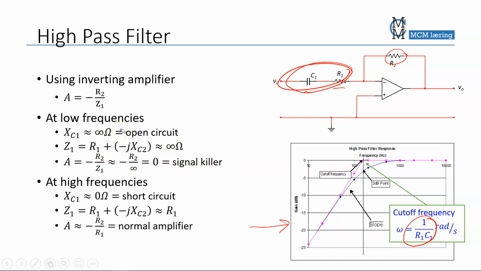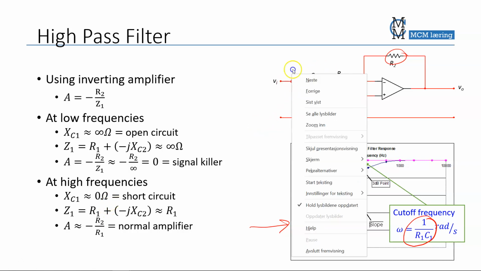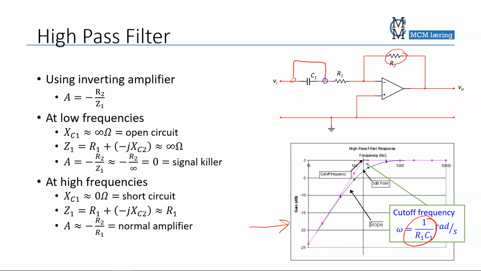For high frequencies, the capacitive reactance becomes 0. So it's more or less like if we short circuited the capacitor there, like this. It's more or less like if it wasn't there. Therefore, the overall impedance becomes R1 for this section here, and the overall gain becomes minus R2 over R1, which is a normal amplifier. So for high frequencies, we have a normal amplifier. For low frequencies, we have a signal killer.